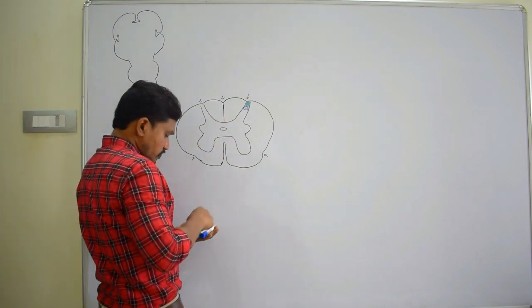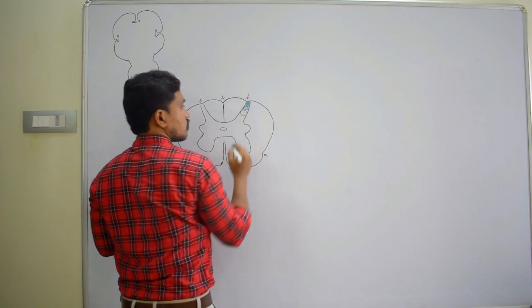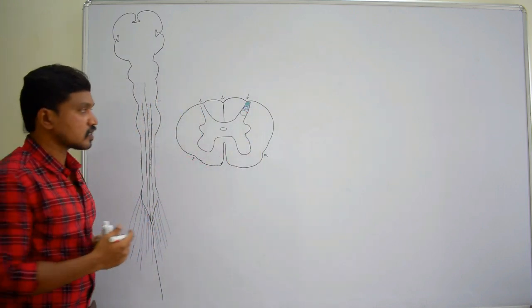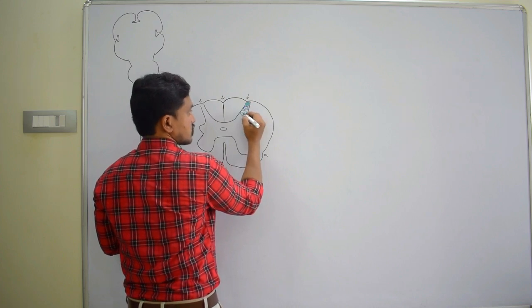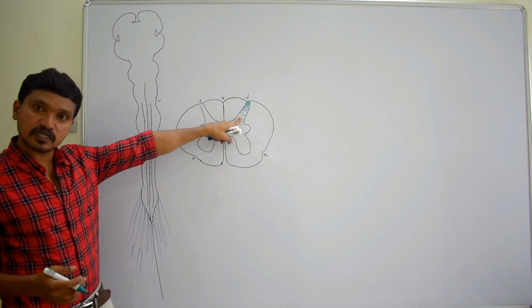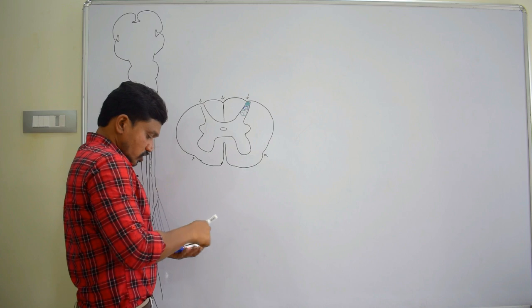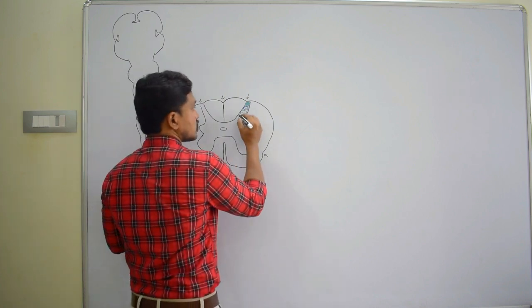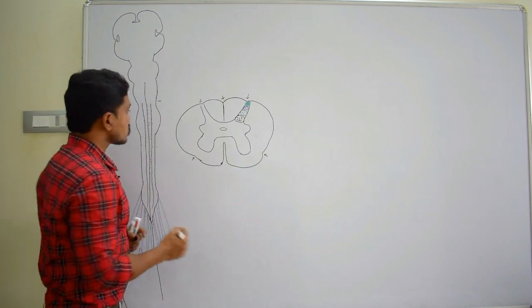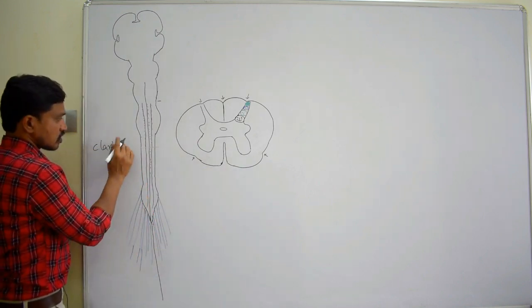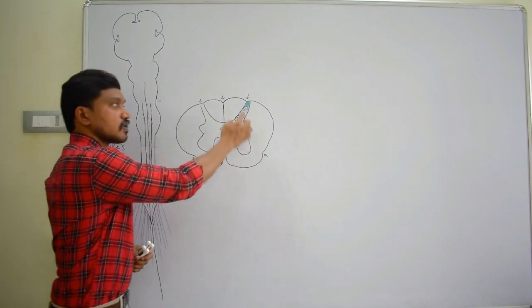Next to that you can find another nucleus. This nucleus is the nucleus proprius. Anatomically we call it nucleus proprius, but physiologically we call it the chief nucleus. In front of the chief nucleus you can find another nucleus, which we call the dorsal nucleus of Clarke. So these are the different nuclei present in the posterior horn.